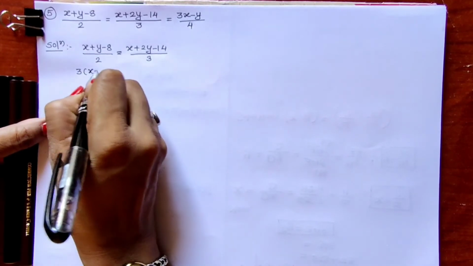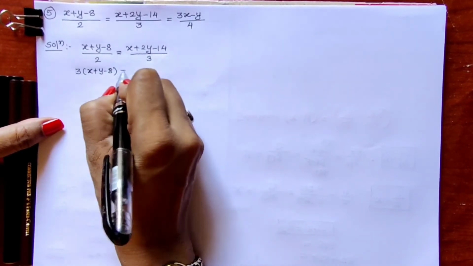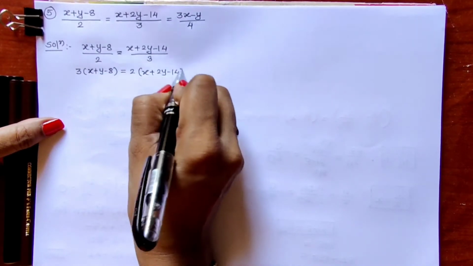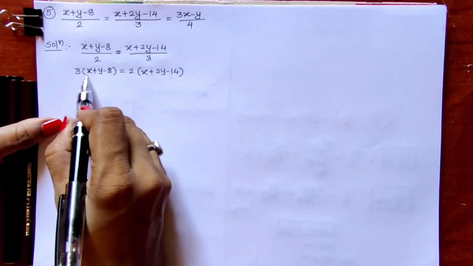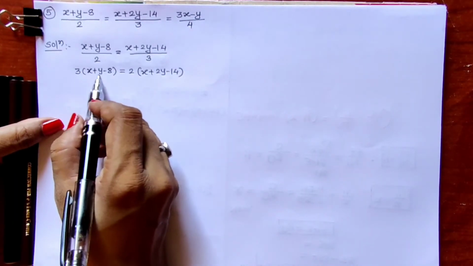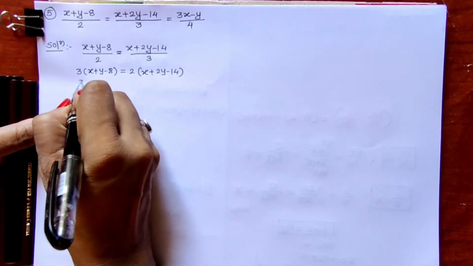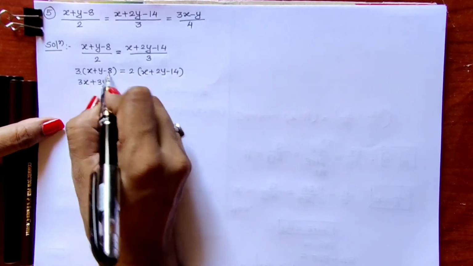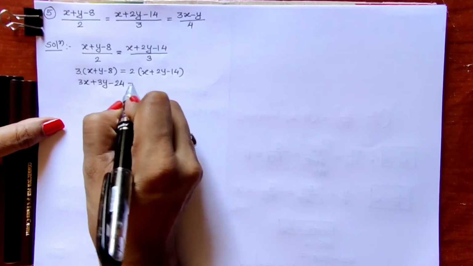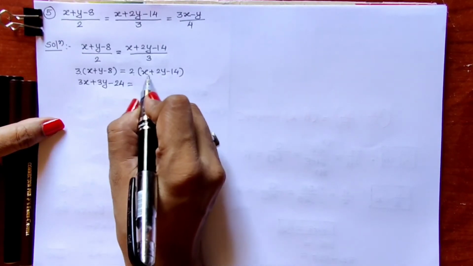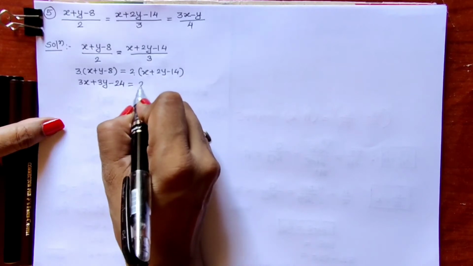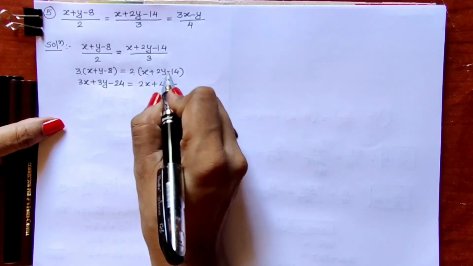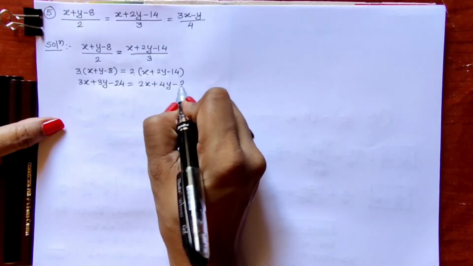That means 3 into (x + y - 8) equals 2 into (x + 2y - 14). Now multiply 3 to the terms inside the bracket. So 3 into x will be 3x, plus 3 into y will be 3y, minus sign is there, 3 8s are 24, is equal to, multiply by 2 to the terms inside the bracket. 2 into x is 2x, plus 2 into 2y, 2 2s are 4, 4y, minus sign is there, put minus sign, 14 2s are 28.